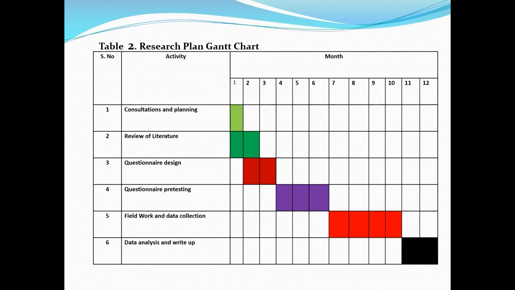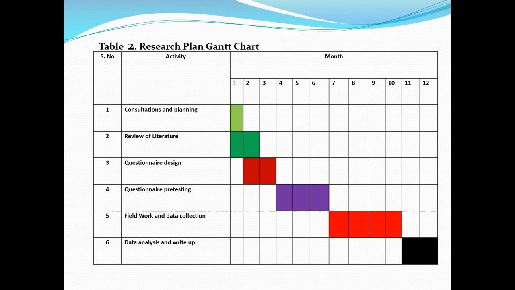But the student prepares a Gantt chart that shows, say, what kind of activity to perform within 1 year, 1 year of 12 months, okay? And you have several activities: consultation and planning, review of literature, questionnaire design, questionnaire pre-testing, field work and data collection, data analysis and write-up.